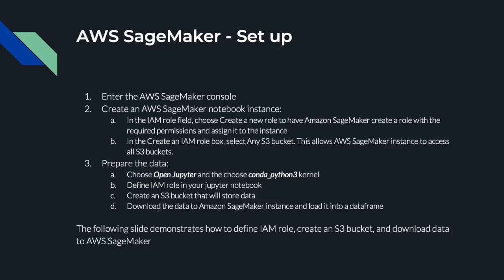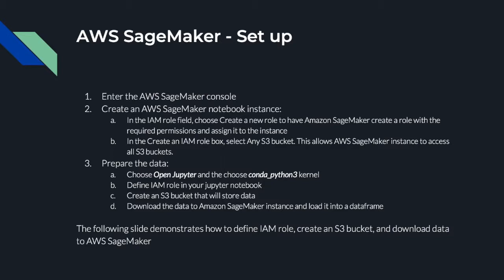What we did is get into the AWS SageMaker console, create an AWS SageMaker notebook instance. In the IAM role field, choose create a new role to help Amazon SageMaker create a role with the required permission and assign it to the instance. In the create an IAM role box, select any S3 bucket. This allows the SageMaker instance to access all S3 buckets.